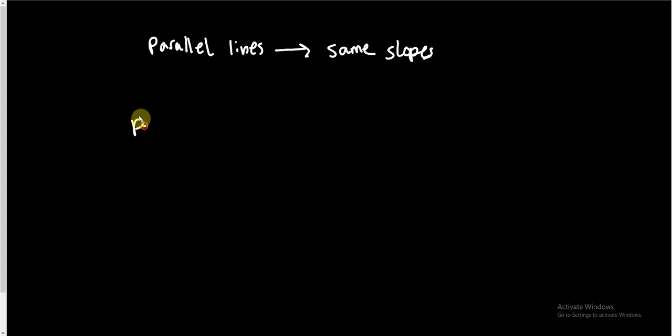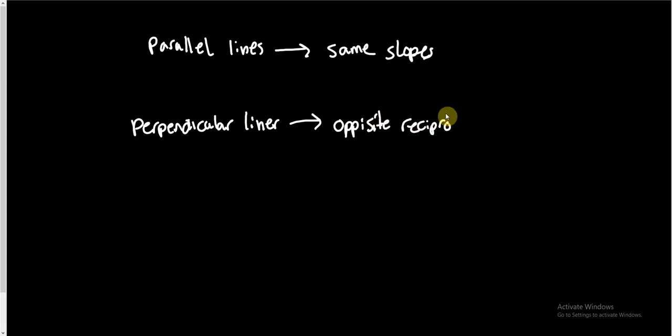What about perpendicular lines? Such a long word. This is a question we used to ask. We don't ask it anymore, but it's important for you to know. Perpendicular lines have what's called opposite reciprocal slopes.